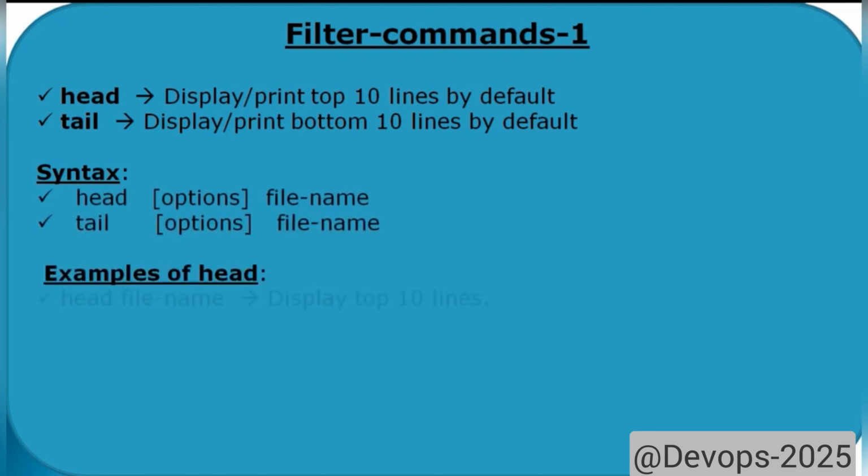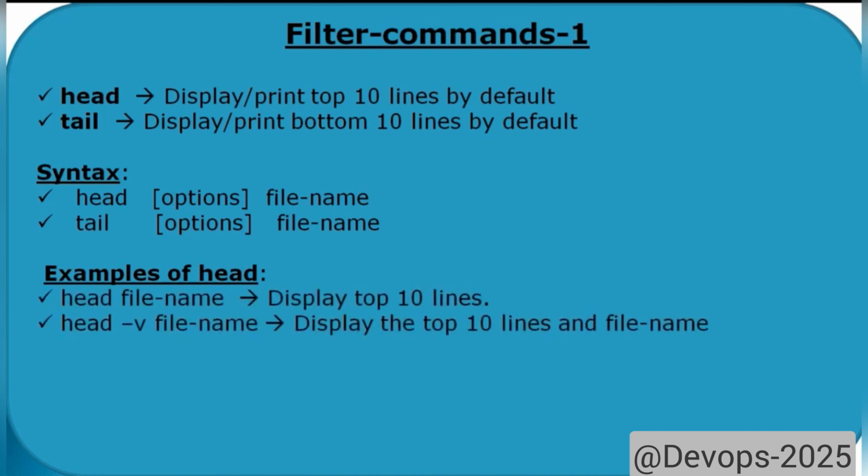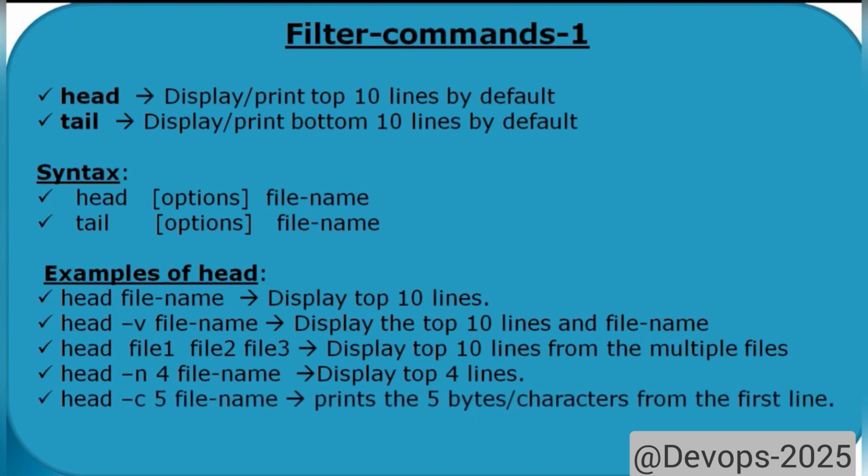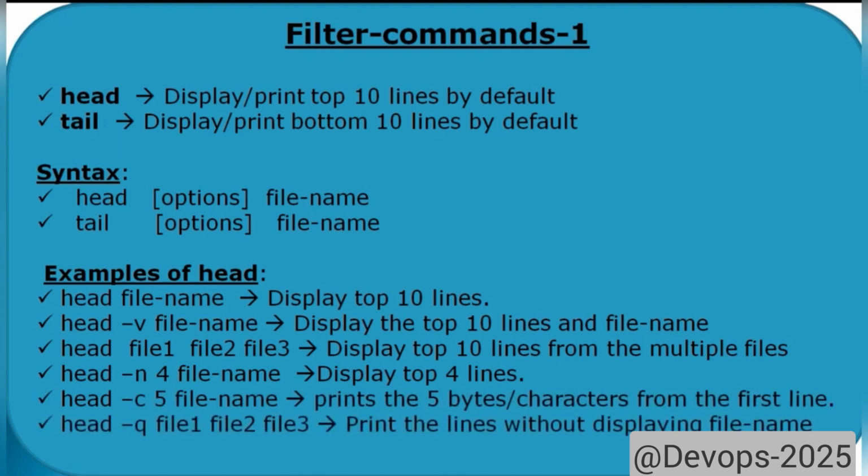Here are the examples for head. With the help of head we can display the top 10 lines, and if we want to display the file name along with those lines, we can use the -v option. We can even display lines from multiple files. If you want to display selected lines, that means the top 4 lines or top 3 lines, we can use the -n option. We can give the required line number, and we can display characters as well, that means bytes. And while displaying lines, if you want to quit the file name, we can use the -q option.